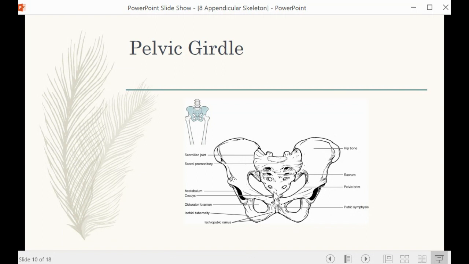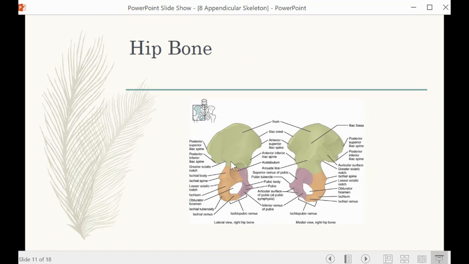The pelvic girdle, let me show you this one. So here's the ilium. This purple one is the pubis, and then this orangey colored one is the ischium. That's going to be towards the back, the ischium. Right here is the acetabulum, and the acetabulum is a seat for the femur to actually sit into. So that's where the ball of your femur fits into it.